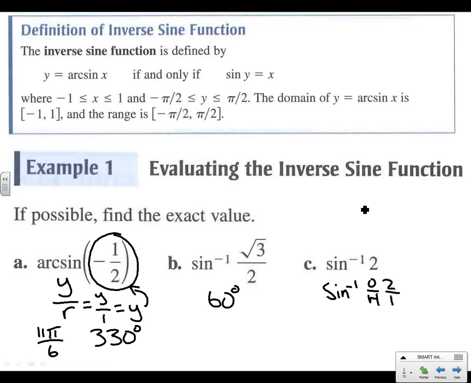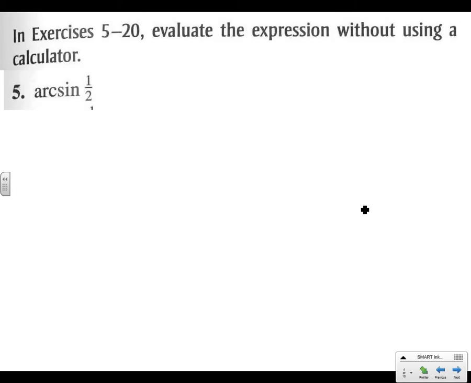So this is going to be undefined. Right? You cannot have an inverse sine value bigger or smaller than 1 or -1. And that's what this is showing up here. All right? Our inputs have to be between -1 and 1. All right, see if you can try this on your own then. Find the arcsine of 1/2.